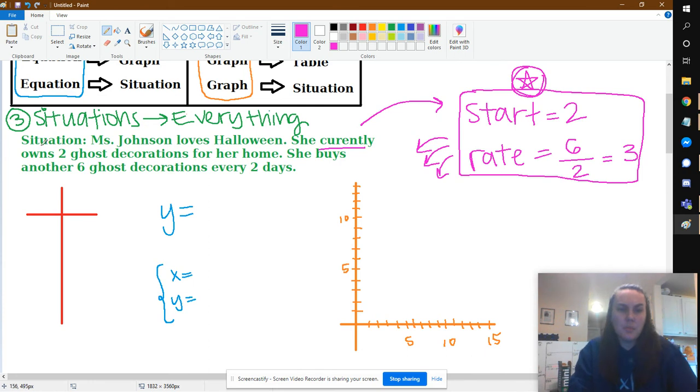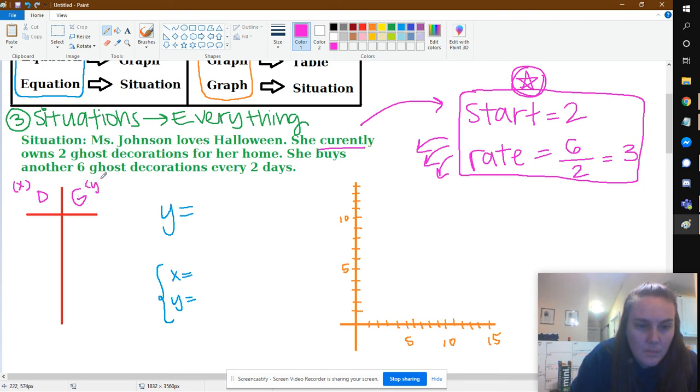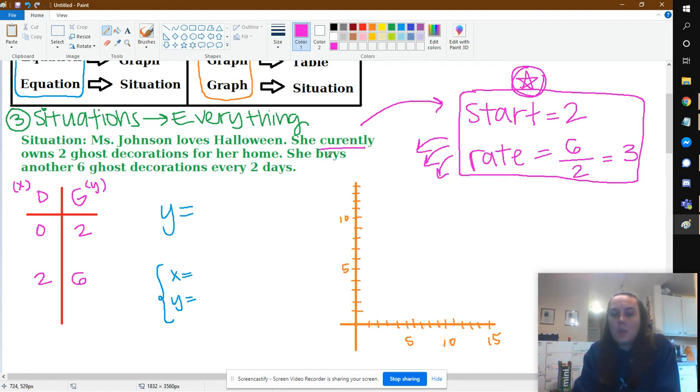All right, let's do the table. We've got days and ghosts. This could also be X and Y if you wanted. On day 0, I've got 2 ghosts. All right. In 2 days, I've got 6 ghosts, and that's straight from the scenario. I said she buys another 6 ghosts. Ooh, lies. 8 ghosts, right? Because I bought 6 ghosts. I added 6 to 2 because 2 days had passed.